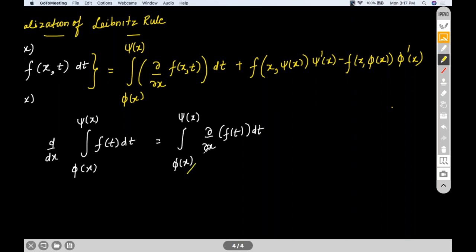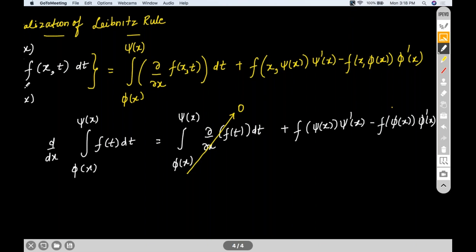So this guy actually vanished. Okay. And the rest of the terms, yes, they did make the appearance. So it was f of psi x into psi dash x minus f of phi x into phi dash x. So the first rule which I gave you was actually the same rule, and that's why this rule is the generalized form of the Leibniz rule.